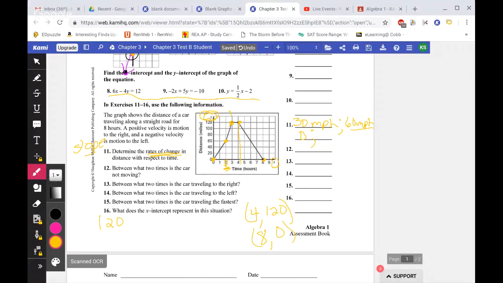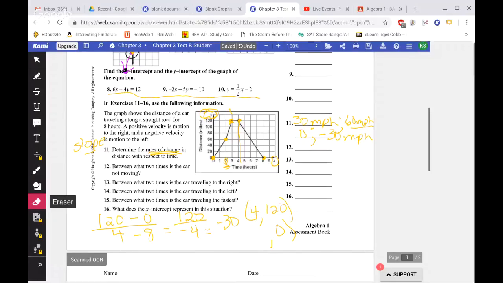So we've got 120 minus 0 over 4 minus 8. So we've got 120 over negative 4, which gives us a negative 30 miles per hour. Now that sounds weird to us, and I realize that, but let's go back and read the paragraph because this is crucial for tomorrow as well.